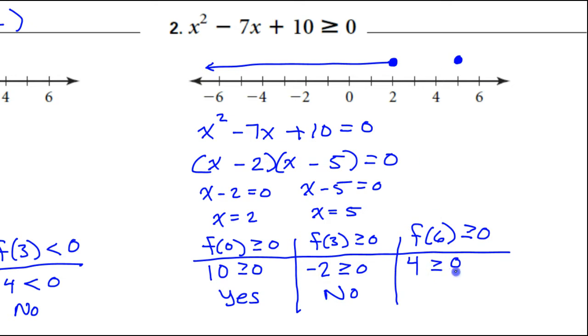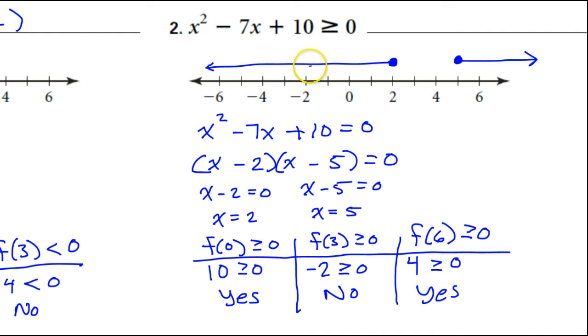Is 4 greater than or equal to 0? Yes it is. That means 6 is a solution, which means that every point in this interval is a solution. So we will show that by drawing a ray in that interval. Everywhere you see blue up here is a solution. So now we have to record this solution that we have graphed in interval notation on this line here.